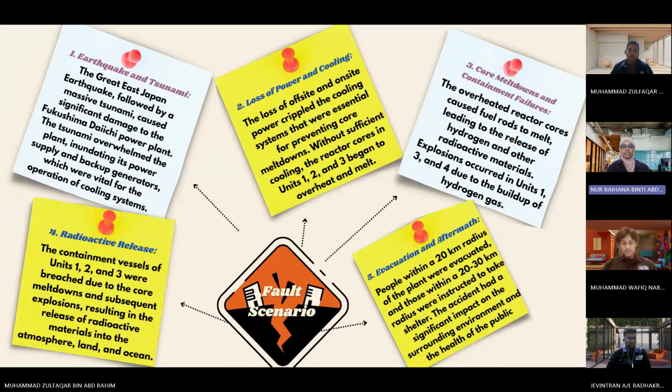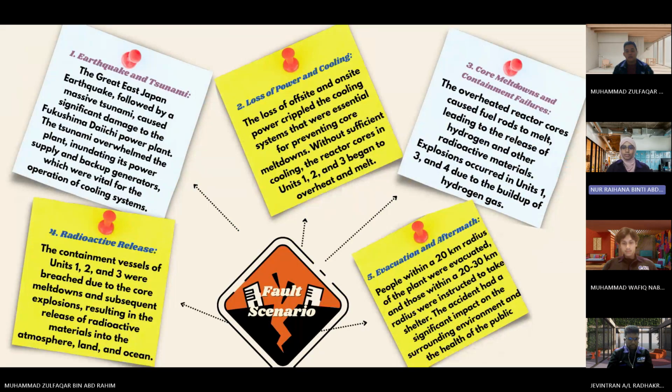The first one is earthquake and tsunami. The Great East Japan earthquake, followed by a massive tsunami, caused significant damage to the Fukushima Daiichi power plant. The tsunami overwhelmed the plant, inundating its power supply and backup generators, which were vital for the operation of the cooling system. The second one is loss of power and cooling. The loss of off-site and on-site power crippled the cooling systems that were essential for preventing core meltdowns. Without sufficient cooling, the reactor cores in units 1, 2, and 3 began to overheat and melt.